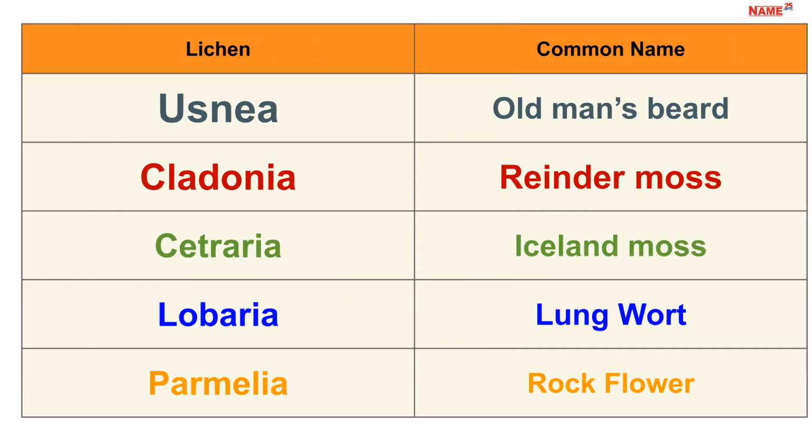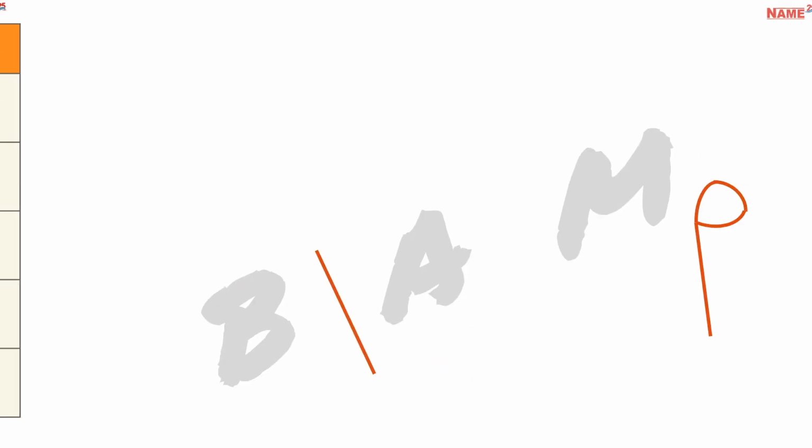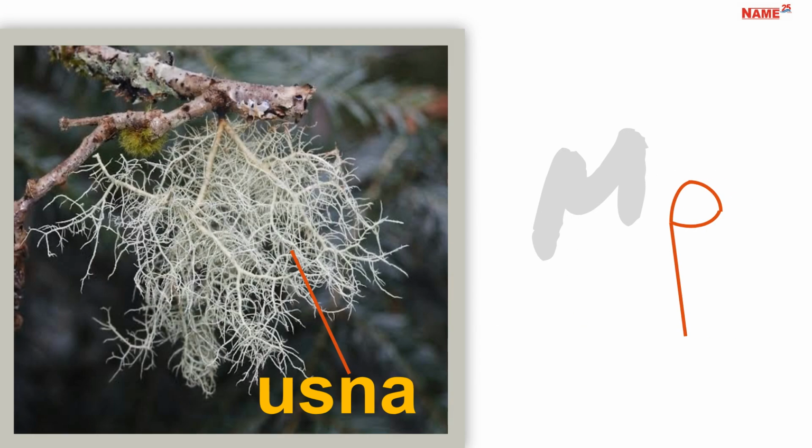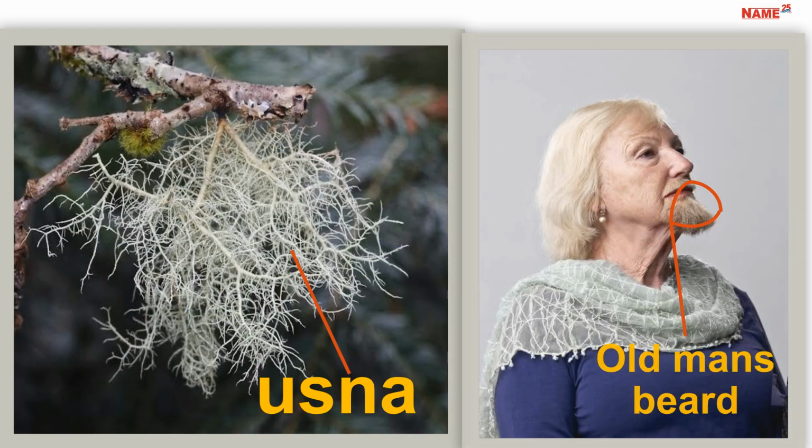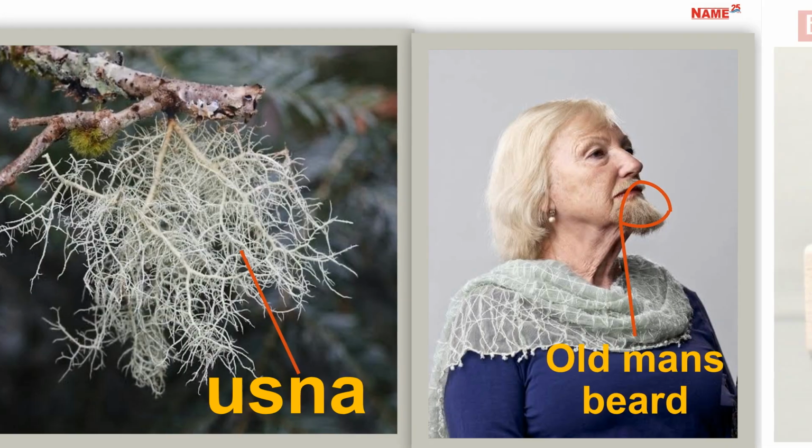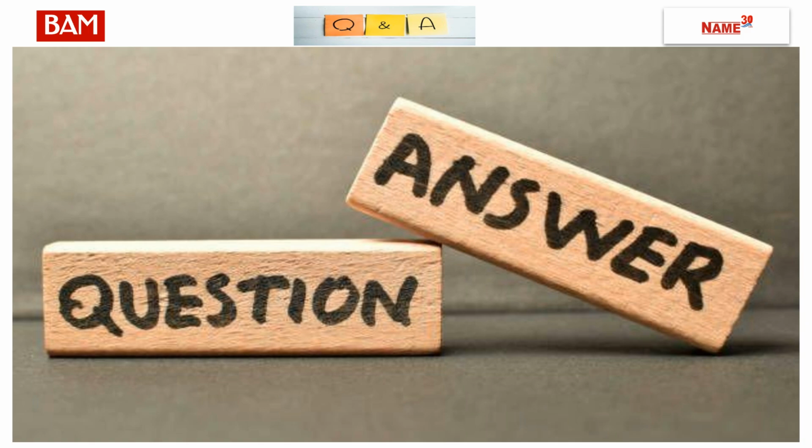This chart summarizes some common lichens and their common names, such as Usnea as old man's beard and Cladonia as reindeer moss. Here is a visual of the Usnea lichen, often referred to as old man's beard due to its fibrous hanging appearance. Let's test your knowledge with some questions about lichens.